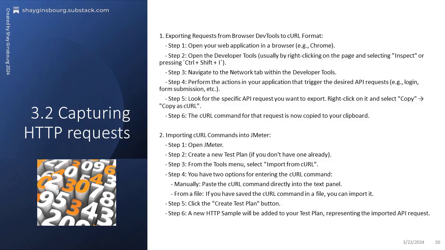Step 2. Open the developer tools, usually by right-clicking on the page and selecting Inspect or pressing Ctrl+Shift+I. Step 3. Navigate to the Network tab within the Developer Tools. Step 4. Perform the actions in your application that trigger the desired API requests, e.g., login, form submission, etc. Step 5. Look for the specific API request you want to export. Right-click on it and select Copy as cURL. Step 6. The curl command for that request is now copied to your clipboard.